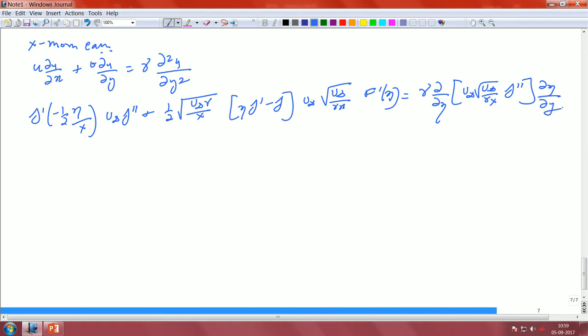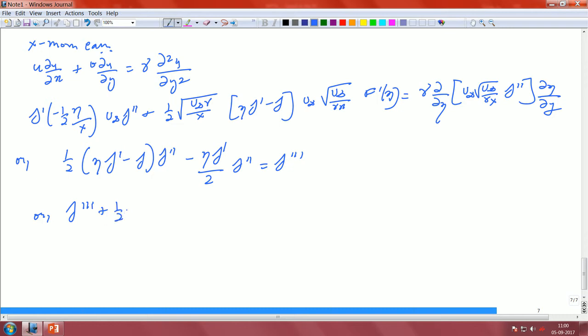This is a full expression as you substitute all the numbers. Okay. Now, you can work out the algebra. I am not going to do it over here. If you work out the algebra, it will give you eta f prime minus f double prime minus eta f double prime. Or we can simplify this a little bit, plus half f double prime is equal to 0.